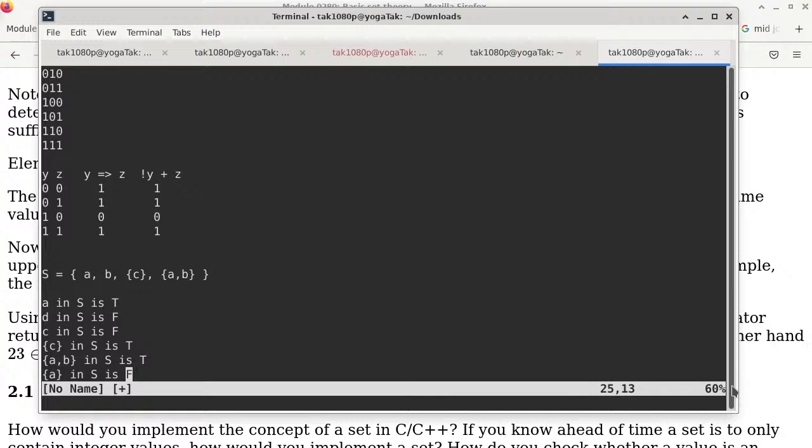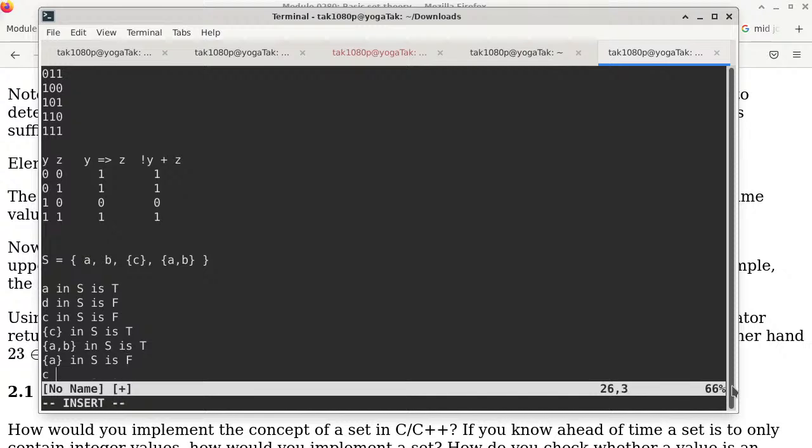Yep. So then I reckon C is in set C would be true. C is in set C is true. That is correct. So let me try to capture it. C in C is true. Yep, that is correct.